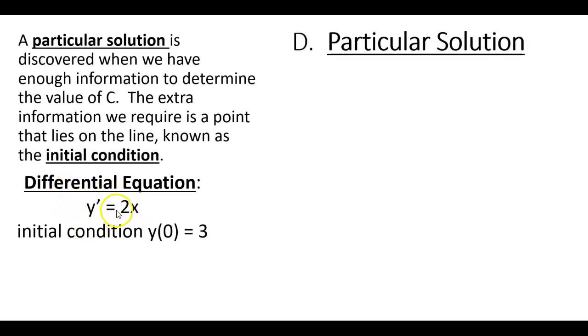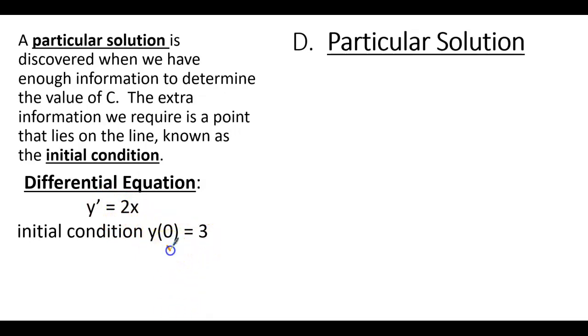So let's consider our equation again, y prime equals 2x. But this time I'm giving you something that I'm calling an initial condition, and it's y of 0 equals 3. Now notice this is y, not y prime. So this is the differential equation up here, but this is what the function was before we took the derivative, and this is telling me a point on my graph.